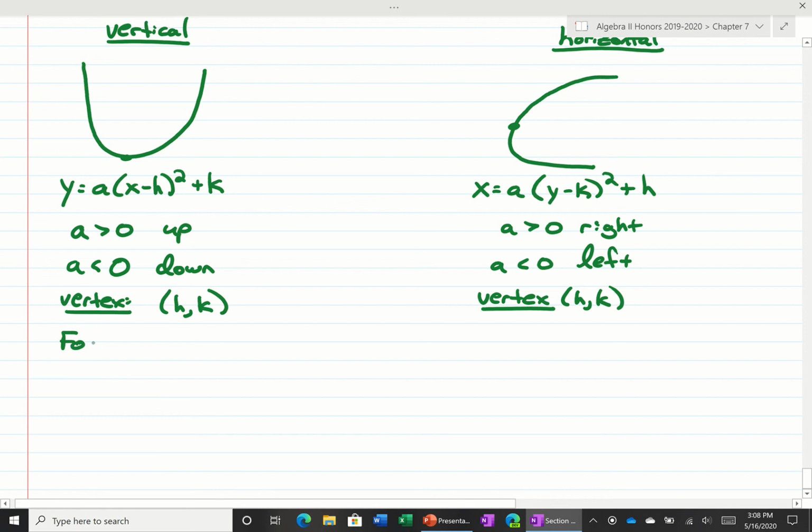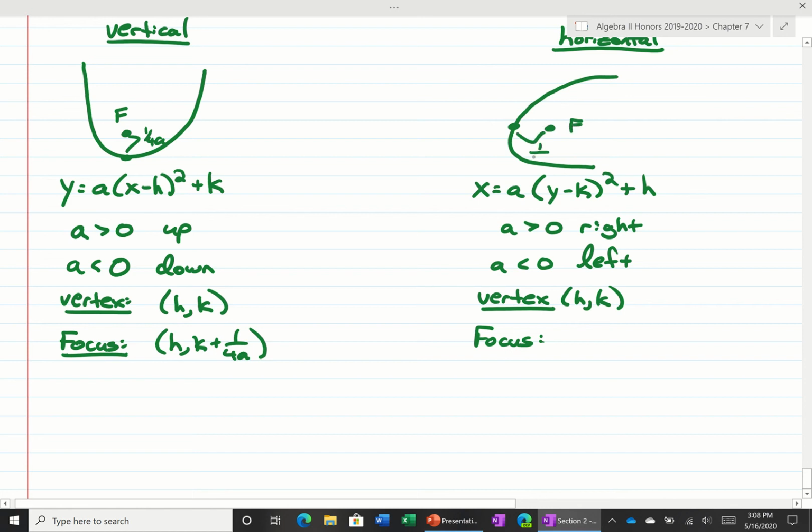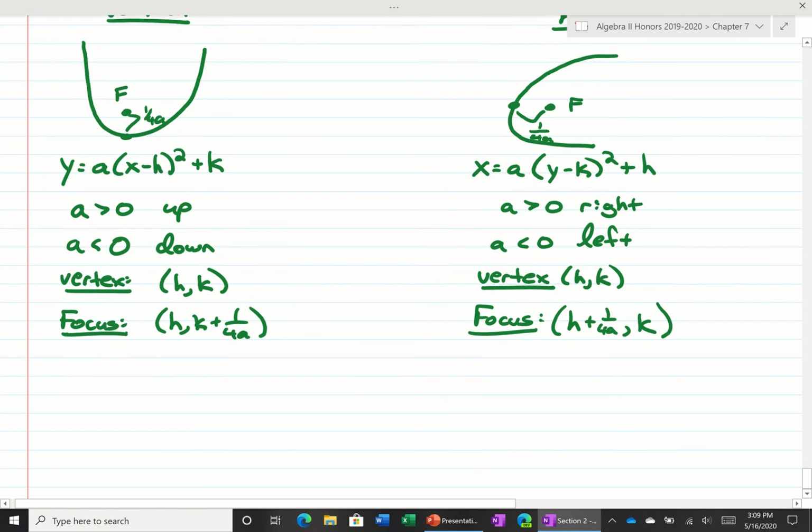The focus is still 1 over 4a units away. So for the vertical, we're going up 1 over 4a. And for the horizontal, we're going to the right 1 over 4a. So if we're going to the right, we would be adding that value to h. The parabola always opens around the focus. It kind of wraps it up.